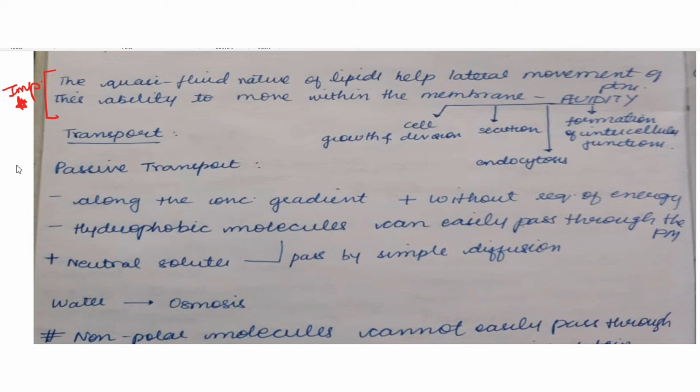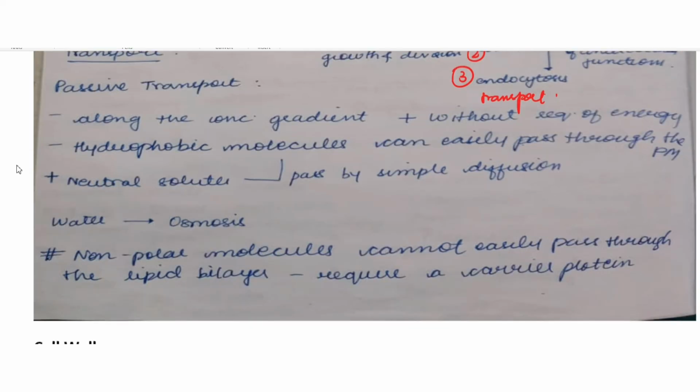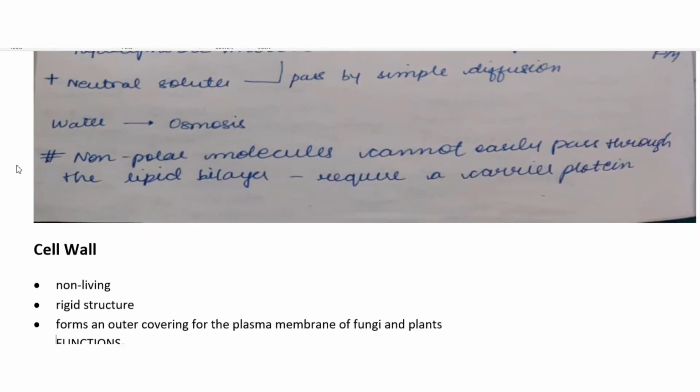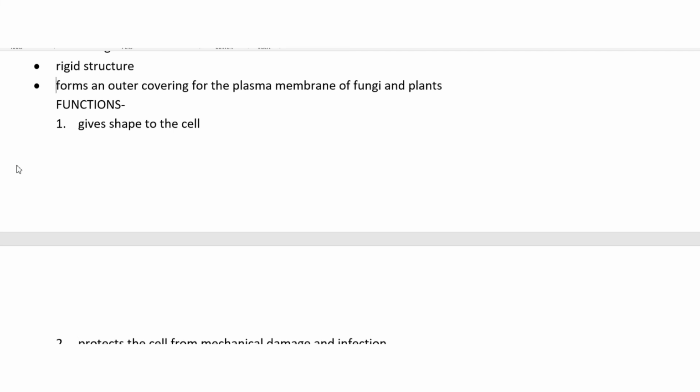And what are the functions enabled by the fluid nature of plasma membrane? Growth and cell division. Growth of cell and cell division. Second, secretion. Next is endocytosis, transport, and the fourth one is formation of intercellular junctions. That's it. Just a quick recap.